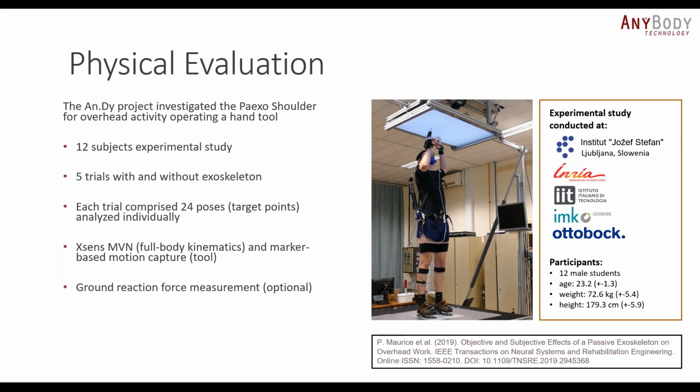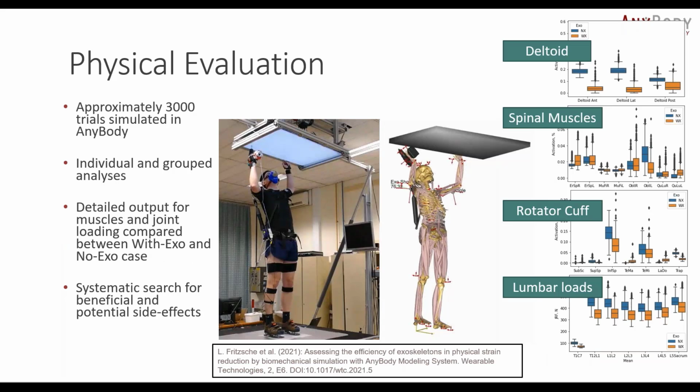As an example for this kind of study, I would like to talk about the Andy project, where the Paexo shoulder exoskeleton was investigated in an experimental study. There were 12 subjects, and they did 5 trials with and without the exoskeleton. Each trial comprised 24 poses, and the motion was recorded with Xsens, an IMU-based system providing BVH files, and then all of this data was processed in the AnyBody modeling system.